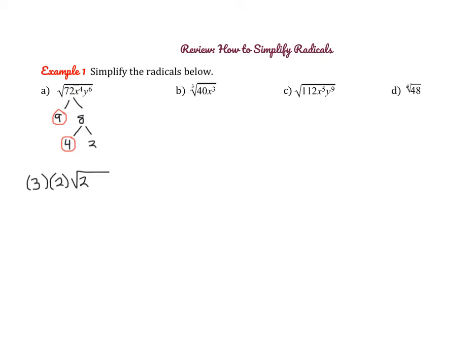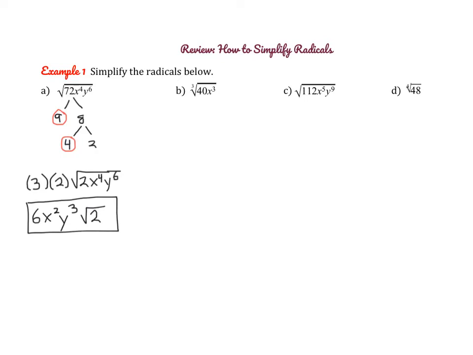And then we can look at our variables. Again, we're looking for groups of 2. I look at each exponent and ask, how many groups of 2 can we pull out of x to the 4th and x to the 6th? On the outside it's 3 times 2, which is 6. How many groups of 2 are in 4? 2, so it becomes x squared. And how many groups of 2 are in 6? That's 3, so it becomes x cubed. And inside our radical, which is called the radicand, we just have 2.